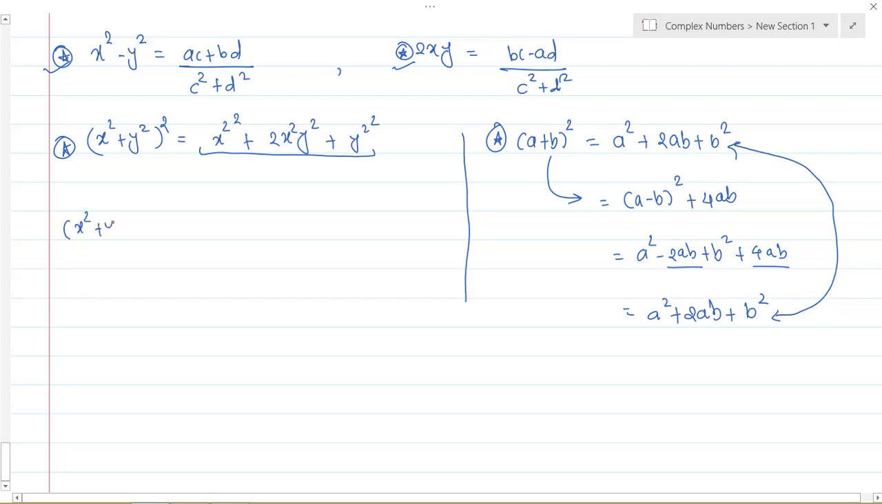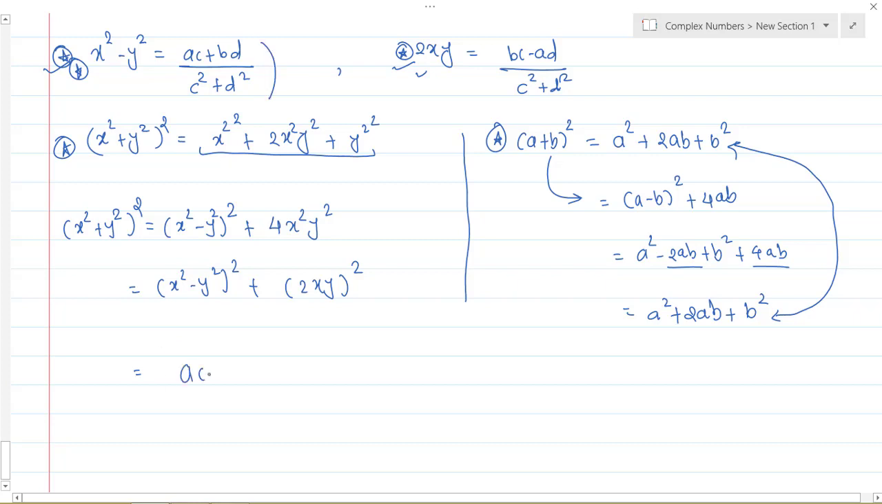So (x² + y²)² is equals to (x² − y²)² + 4x²y². Okay, now this is equals to (x² − y²)² + (2xy)². Now see here, we have both the values. This is the first value and this is the second value. Now let's substitute here. x² − y² is nothing but this part.